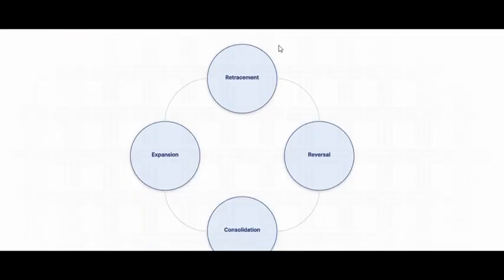So we have the phases here. We have the expansion. After expansion, we have retracement. After retracement, you have reversal, consolidation, and it goes on. So it moves in cycles, right? We are going to have a perfect look at it.